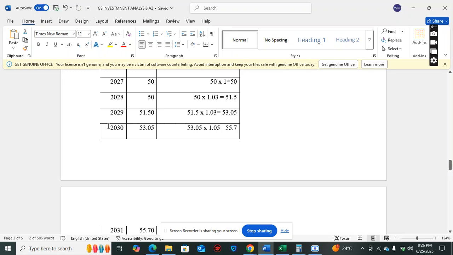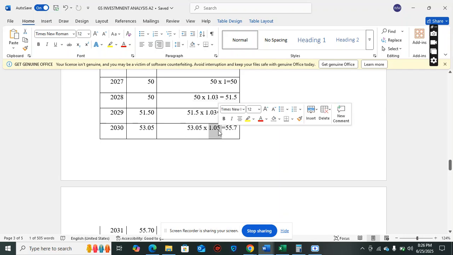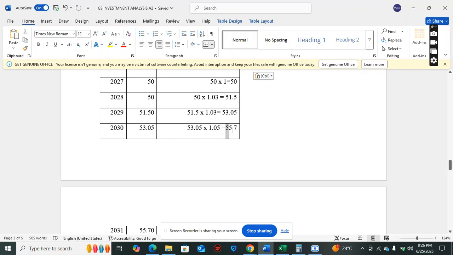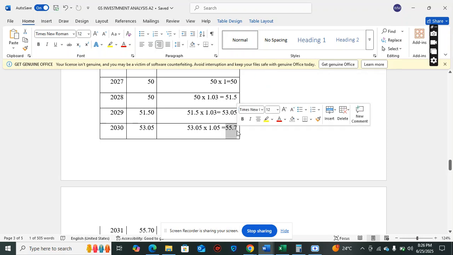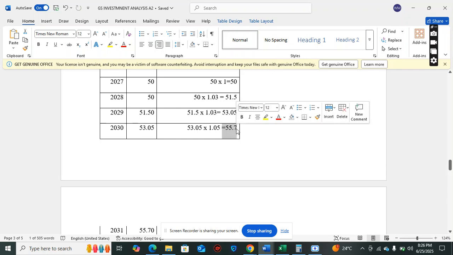In 2030, the expected dividend is the dividend for the previous year, which is 53 kwacha 5 ngwe, times 1.05, and we get 55.7. So this dividend of 53.05 has grown by 5%. So it's now 55.7.